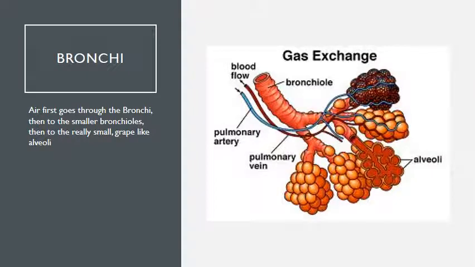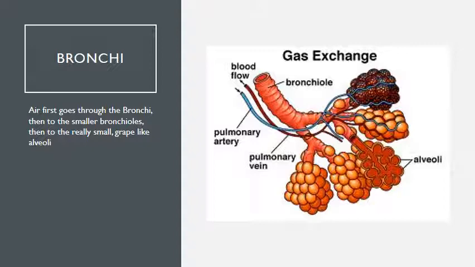So once we get into the lungs, we enter into what are called the bronchi. Then from there, they go into what are called bronchioles. So bronchi big, bronchioles smaller. From the bronchioles, we go to the alveoli. Grapes. That's pretty much what they are. Grapes surrounded by capillaries.